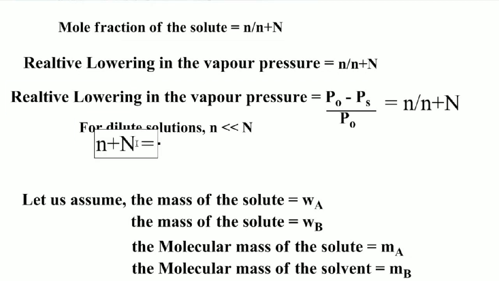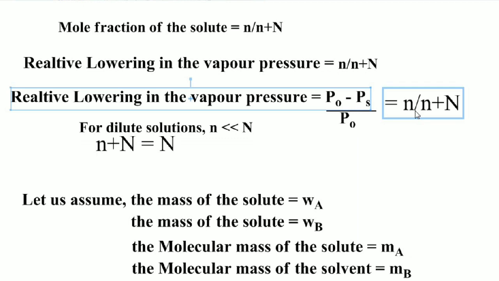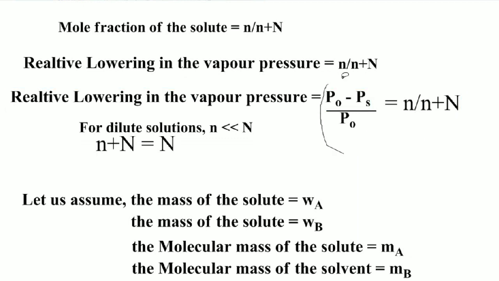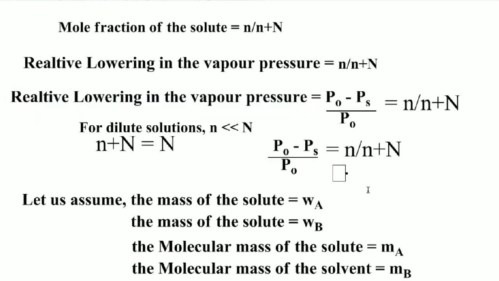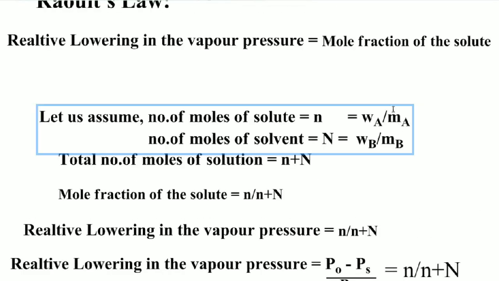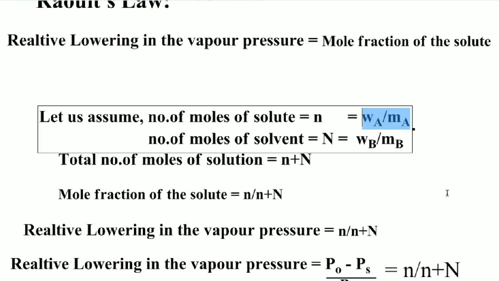Therefore, small n plus capital N is approximately equal to capital N. Then Raoult's law can be written like this: the relative lowering in the vapor pressure, P naught minus PS by P naught, can be written as small n by capital N. That implies it can be written as WA by MA into MB by WB.